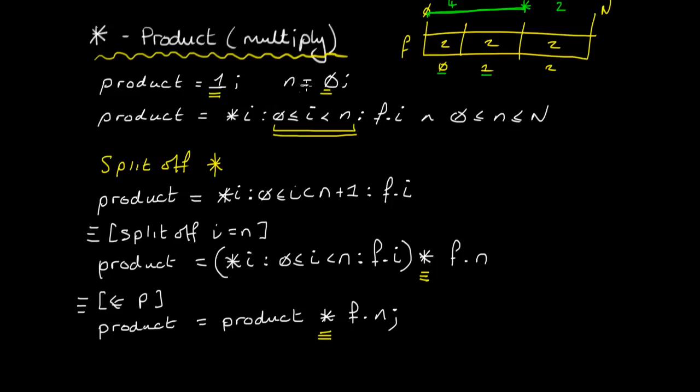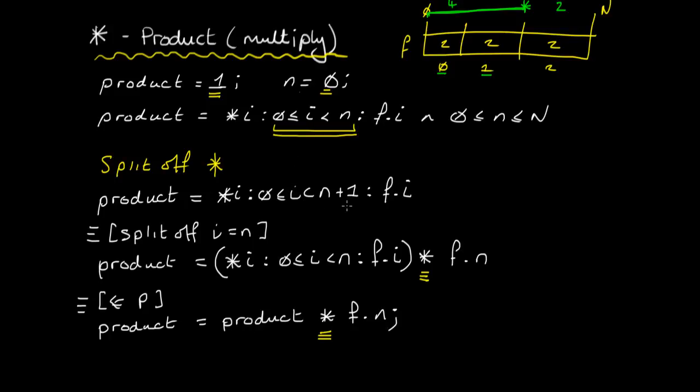N can still be initialized to 0. That's starting the processing at the beginning of the array. That's not a problem. From the split off point of view, it's very similar to the plus, except that you're using multiplication here instead of plus. And of course, it works out in just a simple expression of product equal to product multiplied by f.n.